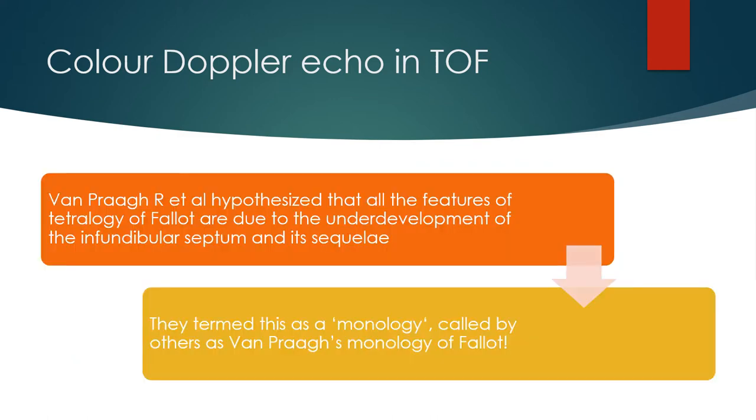Van Praagh and colleagues hypothesized that all the features of tetralogy of Fallot are due to the underdevelopment of the infundibular septum and its sequelae. They termed this a monology, called by others Van Praagh's monology of Fallot.